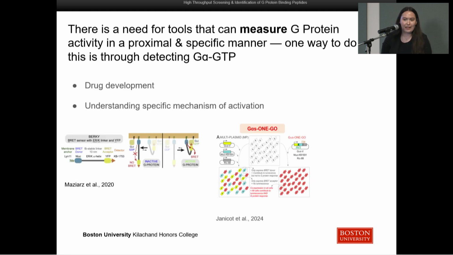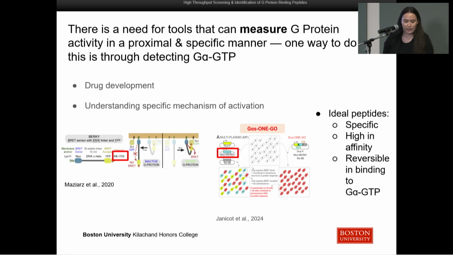So in the past, my lab has done this through creating different biosensor platforms. They have many different components, but today I'm just going to focus on one key component, boxed in red, which is a peptide or small protein that acts to bind the active state, acting as a tag. These peptides are ideal for biosensor usage because they're specific, they're high in affinity, and they're also reversible in binding to G-alpha GTP. We found these peptides from a patent. However, this patent has been largely unexplored for its potential.